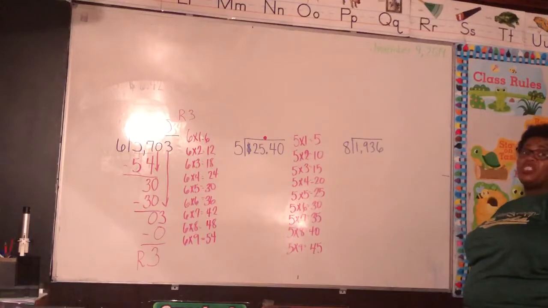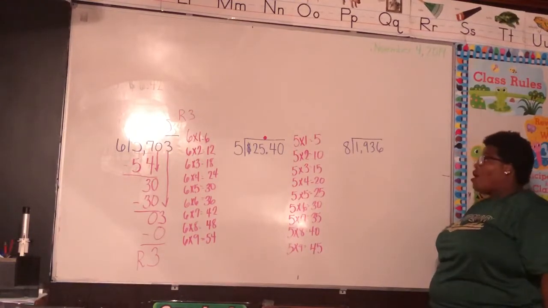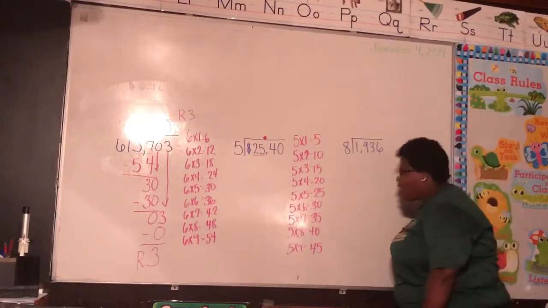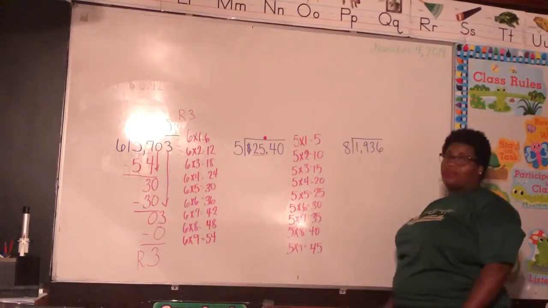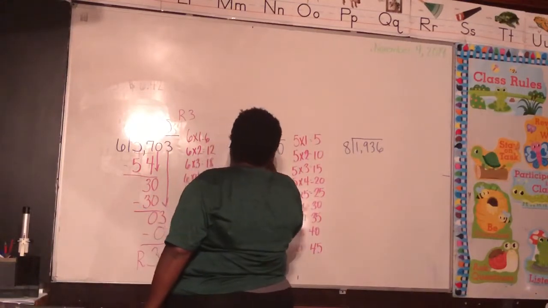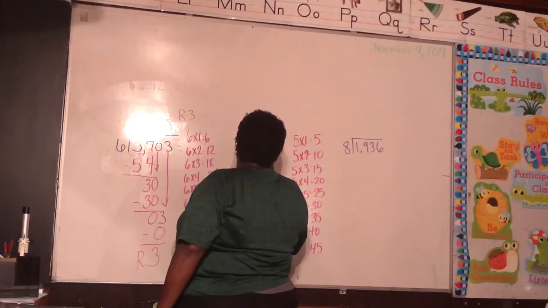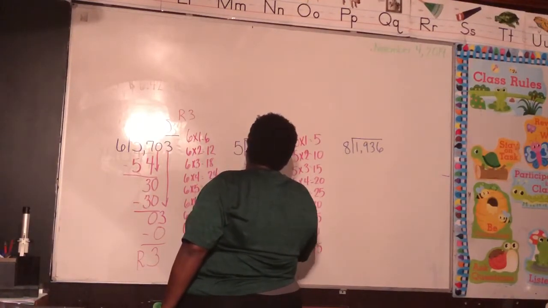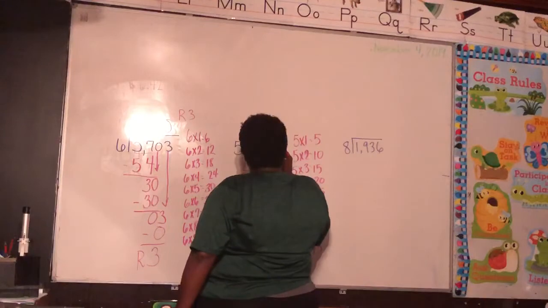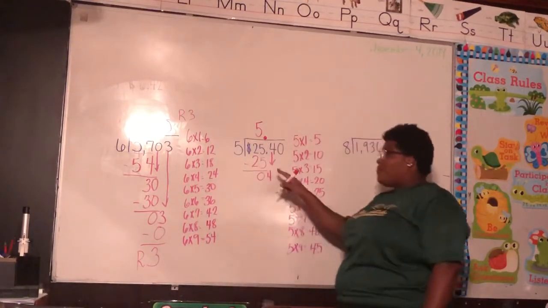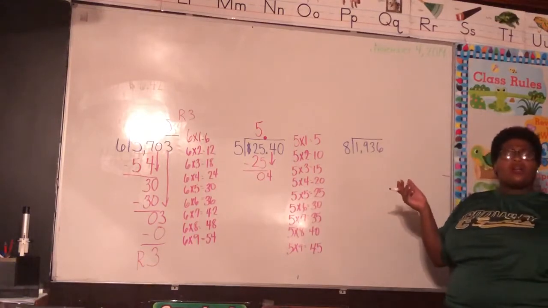Can 5 go into 2? No. Can 5 go into 25? Yes, absolutely. How many times? 5 times. Why? Because 5 times 5 is what? 25. And 25 minus 25 is 0. So we still have to bring our 4 down.